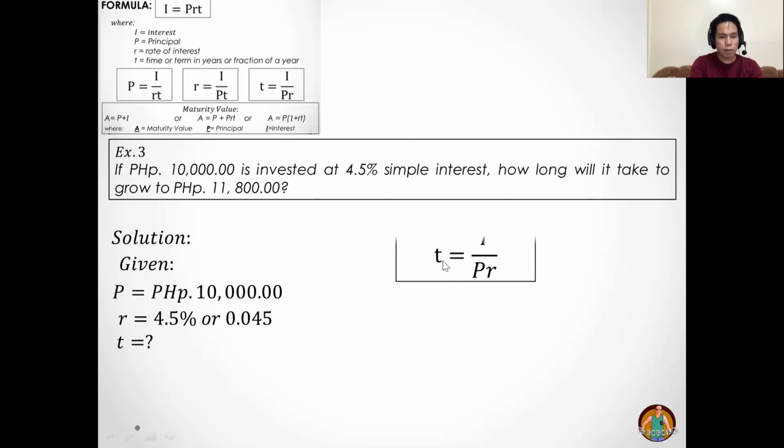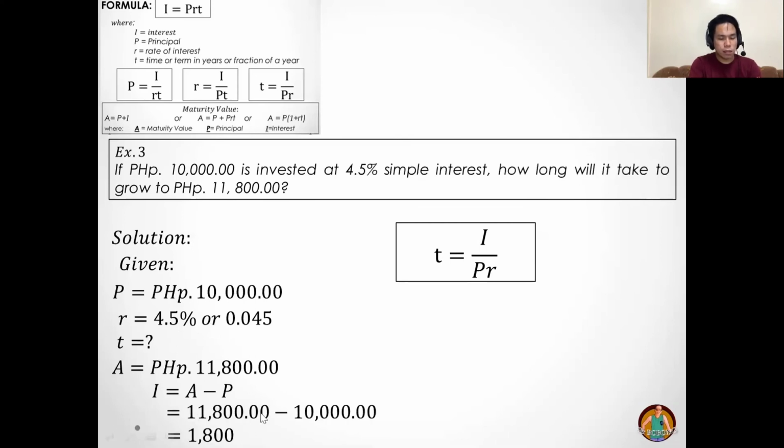hahanapin natin yung time, so we'll make use of this formula and our 11,800 here is our maturity value. Okay? So given na yung P tsaka yung R, yung wala is I. So para mahanap si I, ano nga? You will subtract our maturity minus principal. Okay? So 11,800 minus 10,000 will give us 1,800 as our I. So kompleto na siya. So may I na tayo, may P tsaka R. So substitute na tayo. Okay?